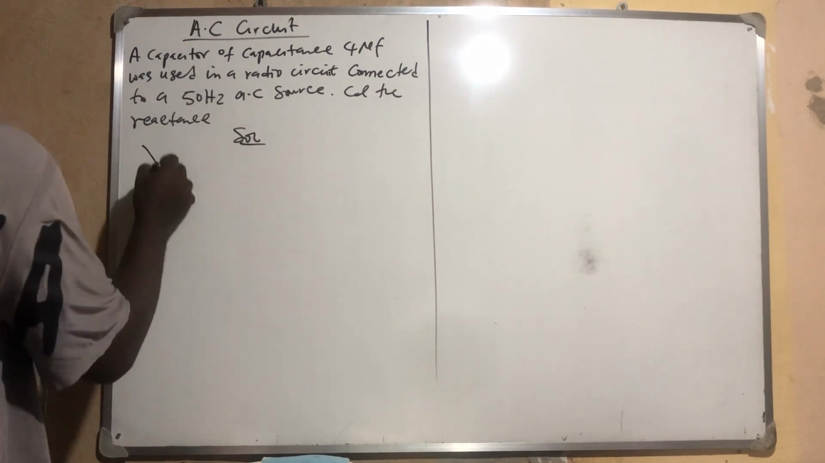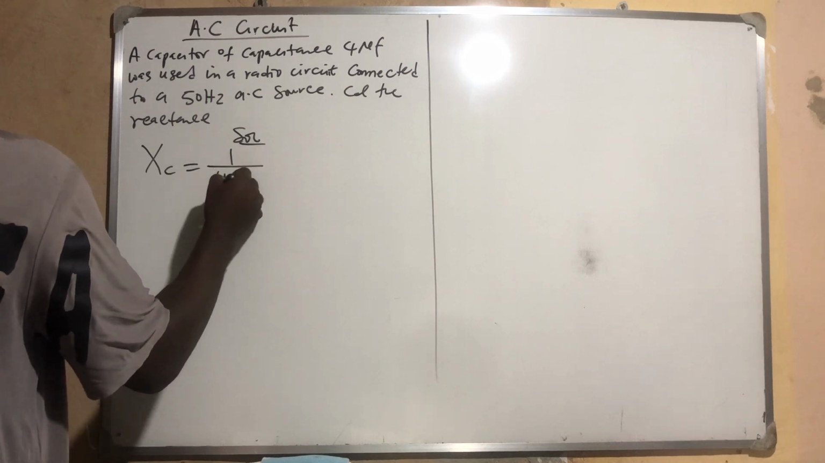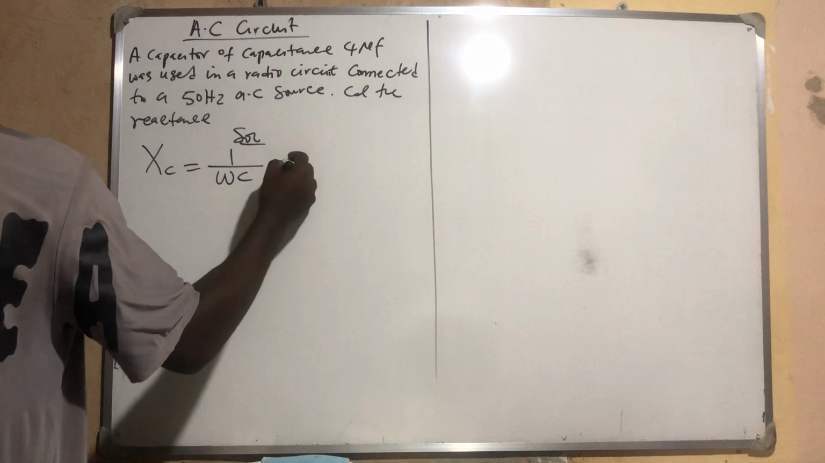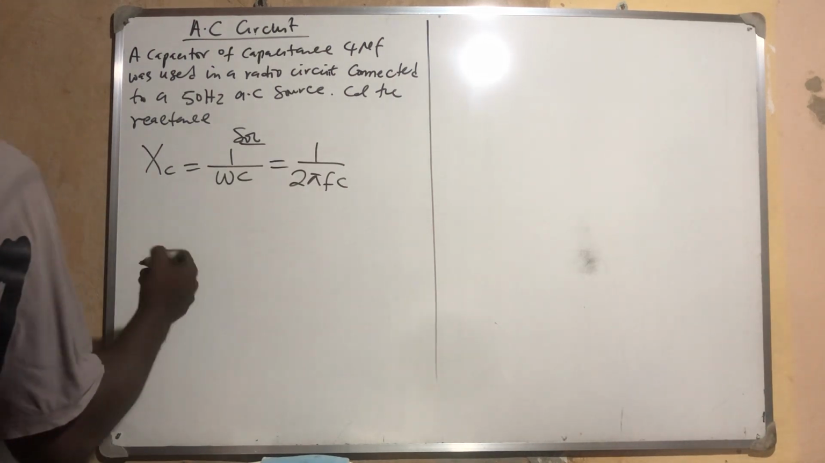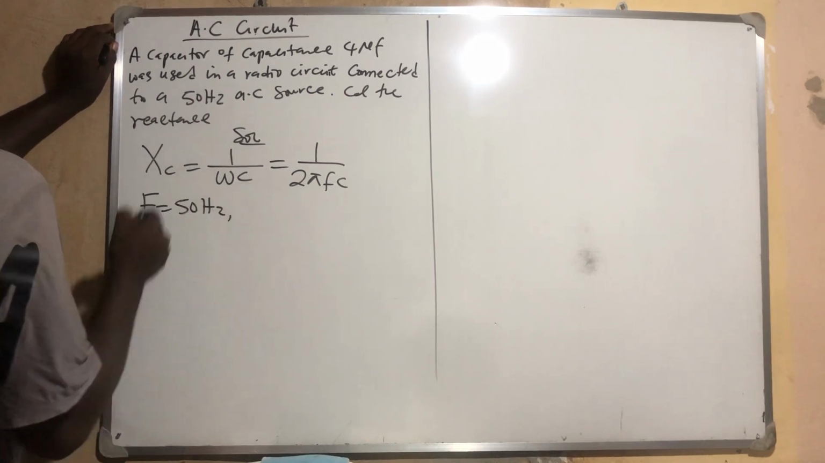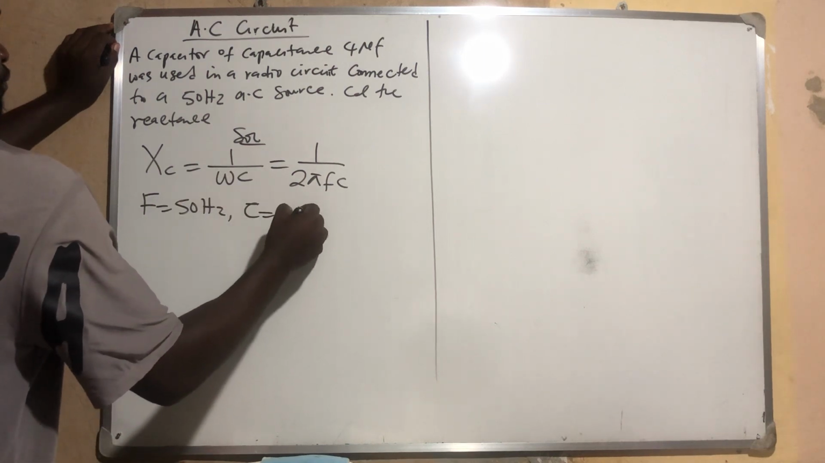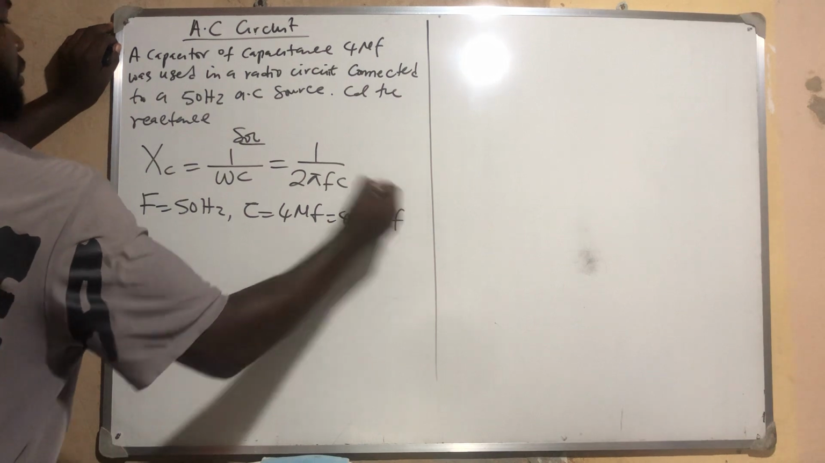Now the reactance is given by XC, which is 1 over omega C. And what is omega? 2 pi f. So this is written as 1 over 2 pi fC. They gave me f, which is equal to 50 Hz, and they gave me the capacitor, which is 4 microfarad, which is 4 times 10 raised to the power minus 6 farad.